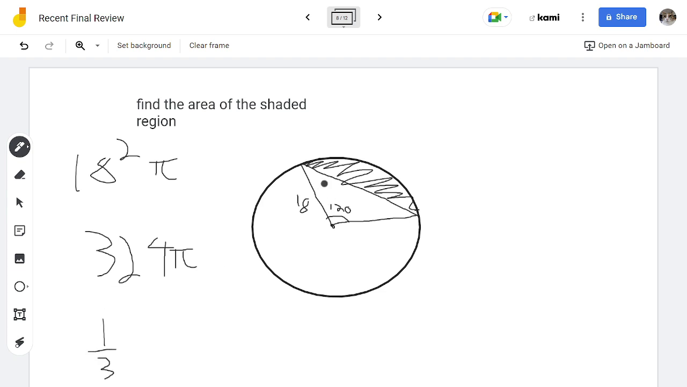And then what you do is you can find the area of this triangle. You find the area of the triangle and you subtract it from the area of the entire thing, which is 1/3 of 324 pi. You take 1/3 of 324 pi and you subtract the area of this entire triangle. And in a case like 120, you just split this in half, this angle becomes 60, and it's a 30, 60, 90 triangle.